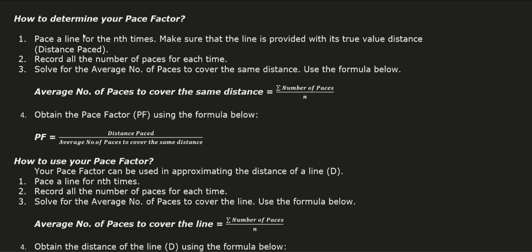How to determine your pace factor? Paano natin makuha yung pace factor natin? Meron tayong 4 na steps or process na kailangan gawin. Una, para makuha natin yung pace factor is pace along a line n times, making sure that the line is provided with its true value distance. Number 2, record the number of paces for each time.